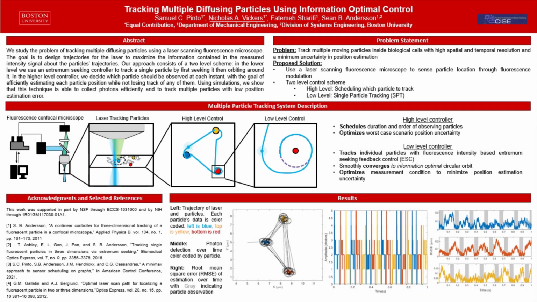Hello, my name is Nicholas Vickers, and this paper is titled Tracking Multiple Diffusing Particles Using Information Optimal Control. In the study of biophysics, it is now common practice to track multiple particles in order to infer their behavior. Examples of this include tracking a virus particle to see how it enters a cell, tracking neurotransmitters to see how communication between neurons occurs, as well as tracking molecular motors to infer their mode of locomotion.